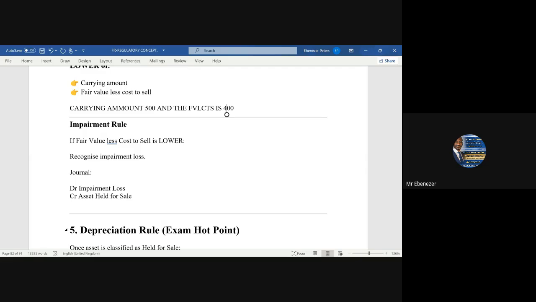And when you now sell, you debit your bank and cash and credit your P&L other income. Simple as ABC. Now, sorry, sir. Please, can you come again?